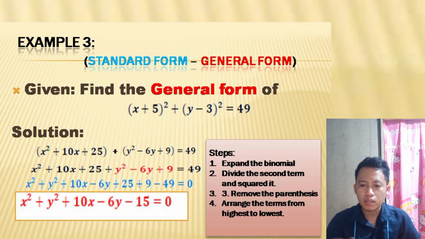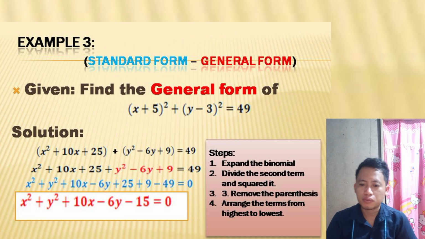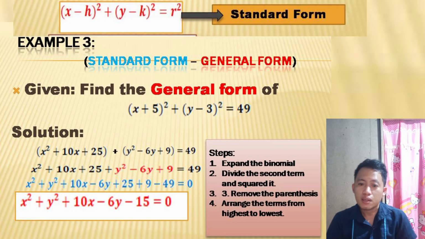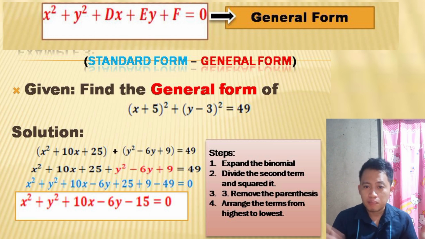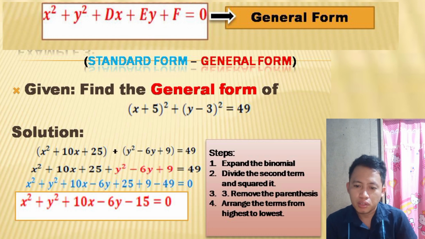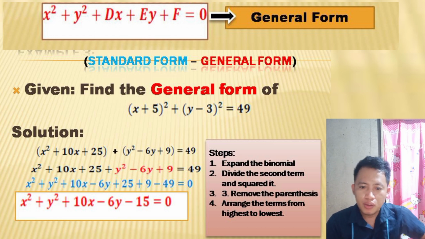Let's have another example. Example number 3, we are tasked to convert from standard form to general form. As we all know, standard form can be written as the quantity of (x - h) squared plus (y - k) squared equals r squared. However, general form can be written as x squared plus y squared plus dx plus ey plus f equals 0. The equation equated to 0, that is known as general form.